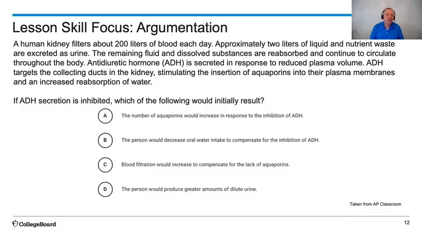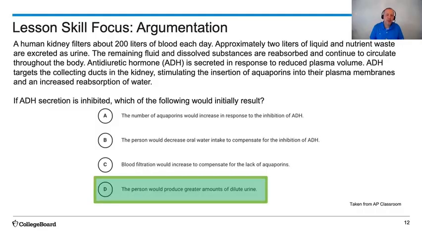Welcome back. For this question, you were looking at if ADH secretion is inhibited, which of the following would initially result? And your answer should have been D. The person would produce greater amounts of dilute urine.